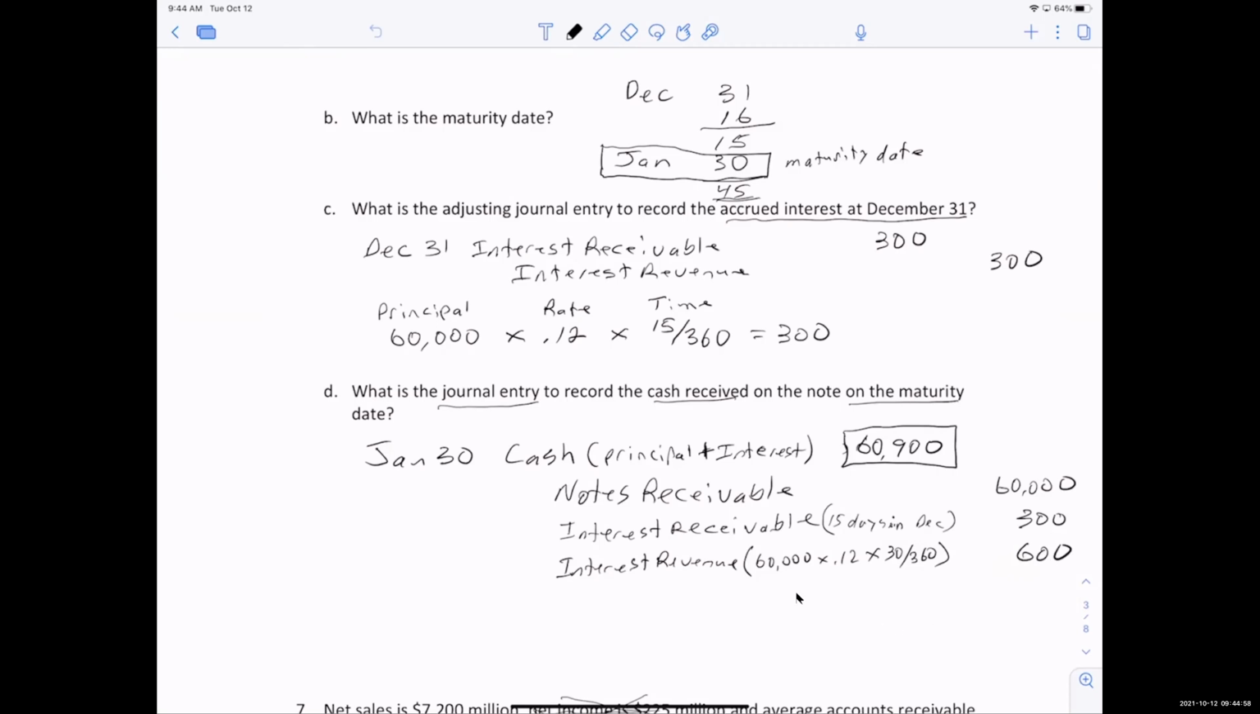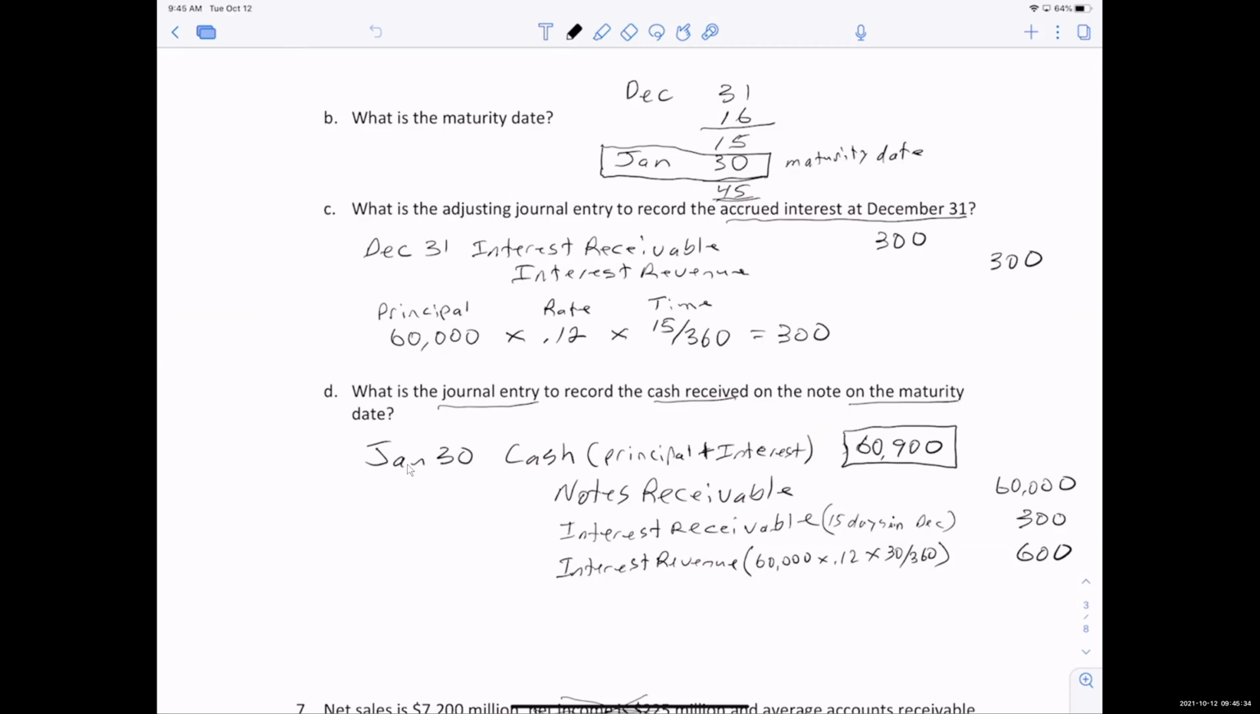I'll do it one more time. 60,000 times 0.12 times 30 divided by 360 equals that 600. And so notice that the principal is 60,000 and the interest on the whole note is 900. That's why you have the cash of 60,900. So just remember that when I talk about the maturity date, well, that's January 30th.